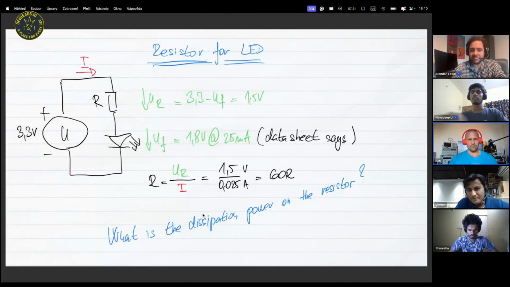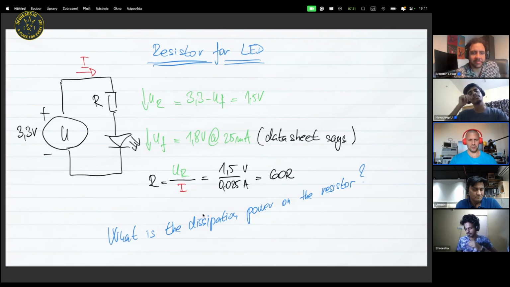Now you must use Ohm's law, which says that resistance equals voltage divided by current. We have the voltage drop at the resistor, which is 1.5 volts. We divide it by 25 milliamps, and it gives us 60 ohms as the resistance of the resistor. So if we want to drive the LED with a current of 25 milliamps, you need to use a series resistor with a resistance value of 60 ohms.